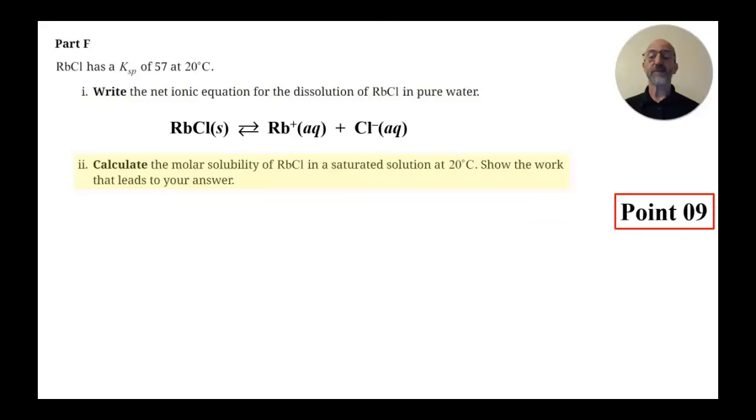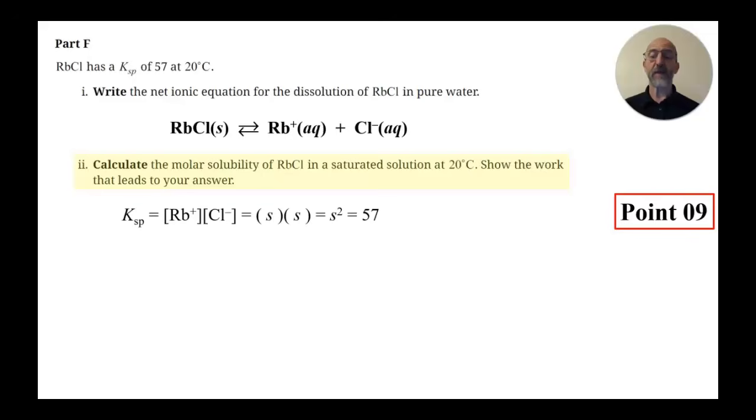So, for the next point, we are given the Ksp value for rubidium chloride. It is 57 at 20 degrees Celsius. And we have to calculate the molar solubility of rubidium chloride in a saturated solution at 20 degrees Celsius. Show the work that leads to your answer. So I wrote the Ksp expression for rubidium chloride, and the solubility would be S times S equals S squared.